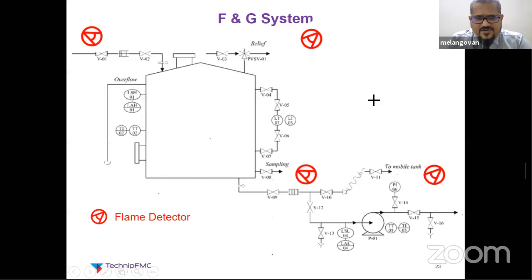So first I have implemented flame detectors. I have placed two flame detectors to cover this tank, and I have placed two detectors for this pump. Why? This is a possible leak source, the mechanical seal and other things. This is also a possible leak source, where we have an overflow line. So that's why I have placed my detectors around these two possible leak sources.